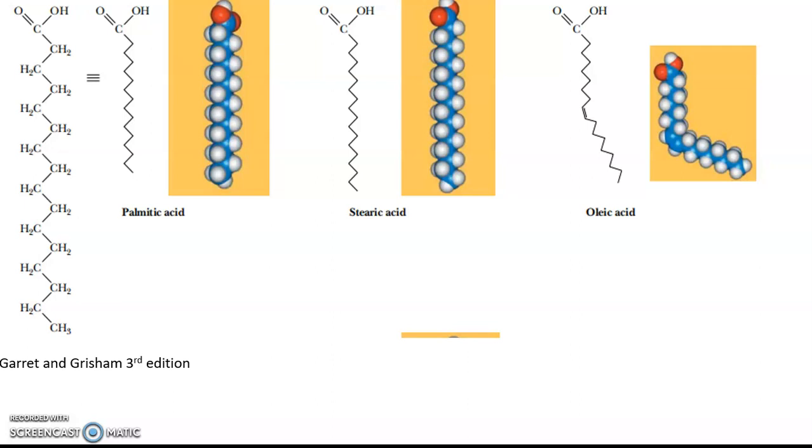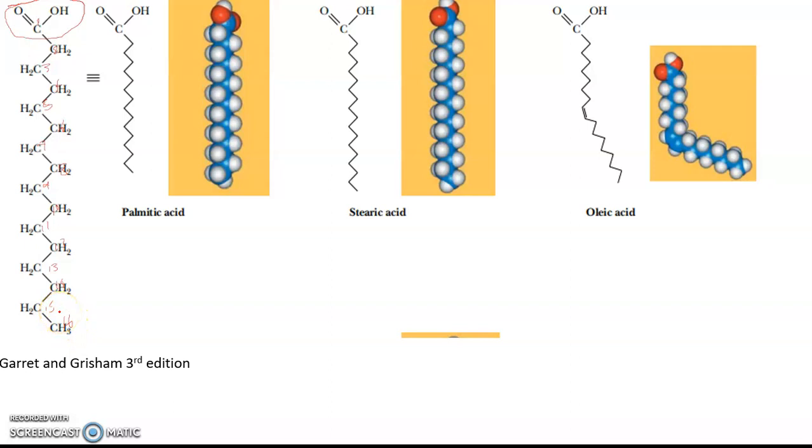So these are the fatty acids. We have palmitic acid, stearic acid, and oleic acid. Palmitic acid is a fatty acid that contains 16 carbon atoms. This is the carboxylic head, and that carbon is the number 1 carbon. Then 2, 3, 4, 5, 6, 7, 8, 9, 10, 11, 12, 13, 14, 15, 16. So this is palmitic acid.